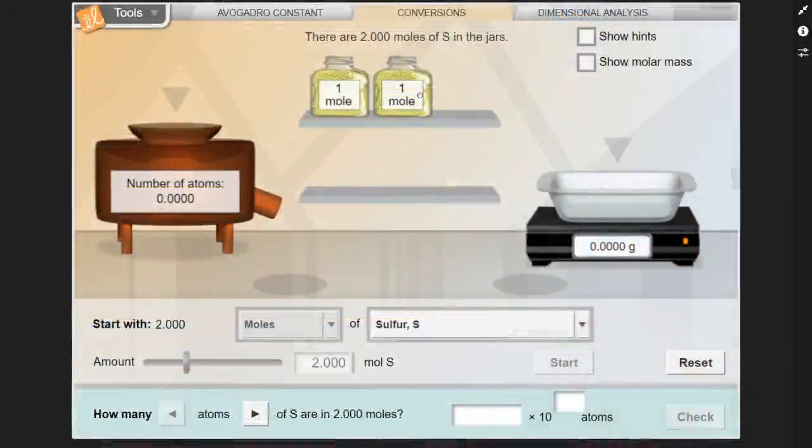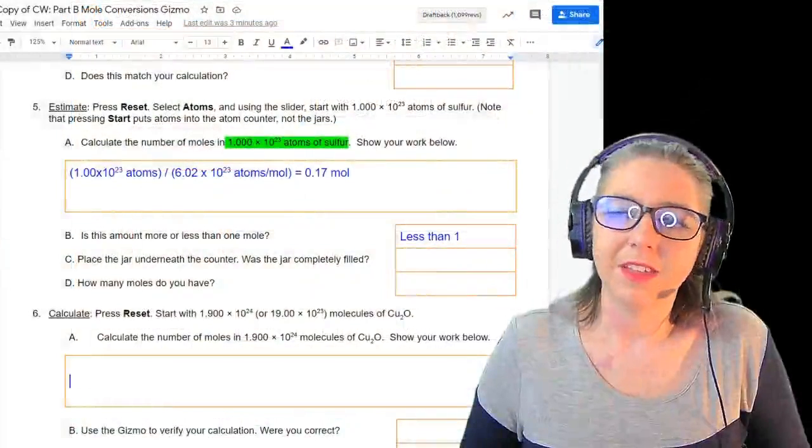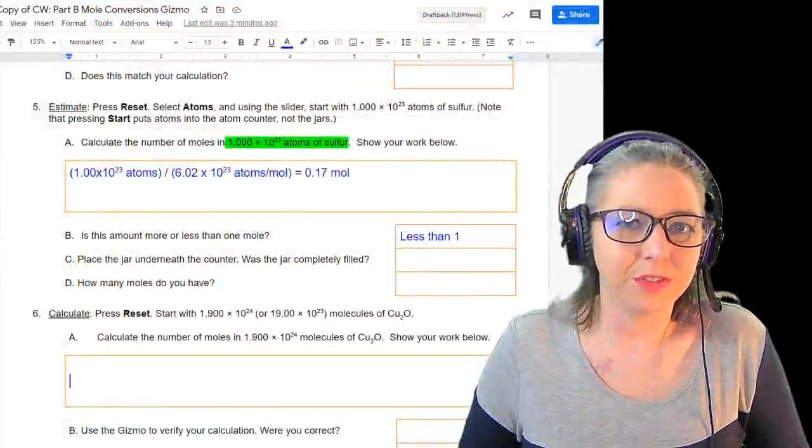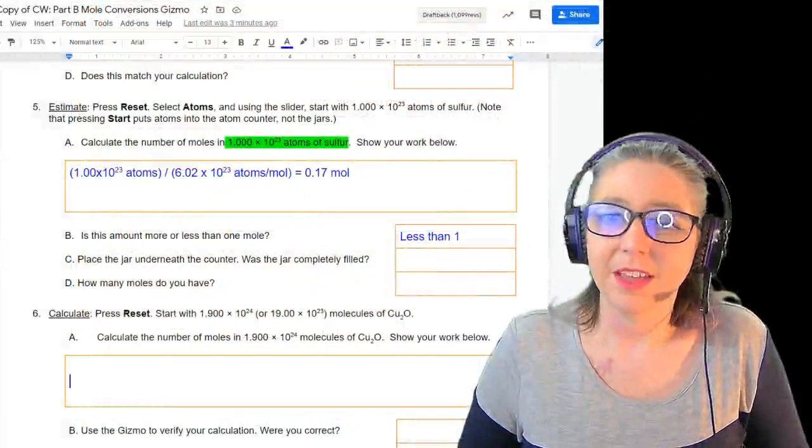So if I drag these mole jars over to my atom counter one at a time, it counted 1.20 times 10 to the 24th atoms. This agrees with what we calculated. And the last one I'm going to work on here with you guys in this video lesson is question number 5.